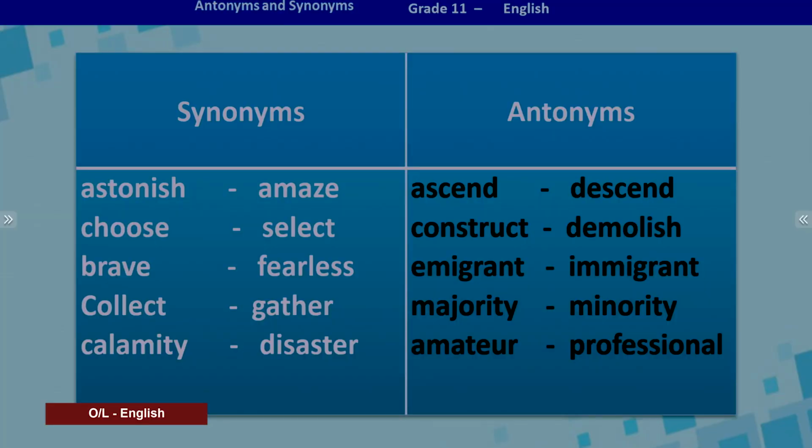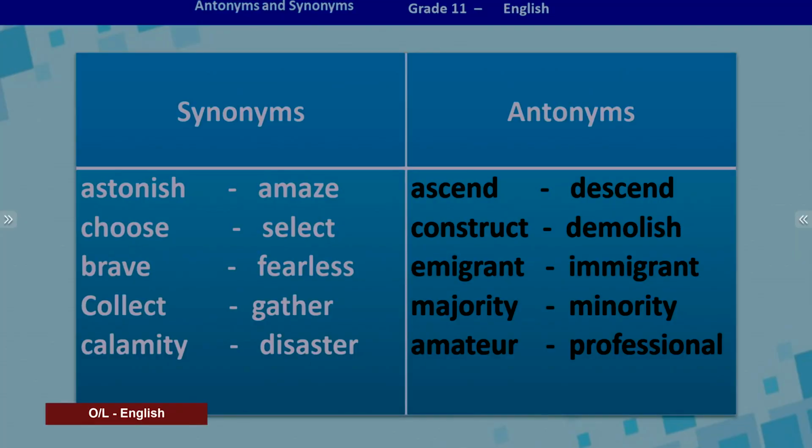Okay, children. Now let's move on to antonyms. Ascend, descend. Descend is the opposite word for ascend. Then construct, we construct things, build up. And demolish is destroying that. Immigrant, emigrant. Majority, minority. Opposite words, majority, minority. Majority of the students like ice cream. Minority of the students like fruits. Anyway, the last word, amateur. The opposite of amateur is professional.